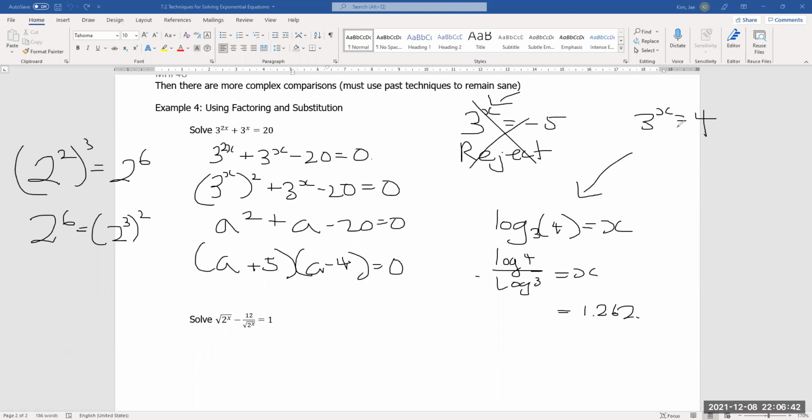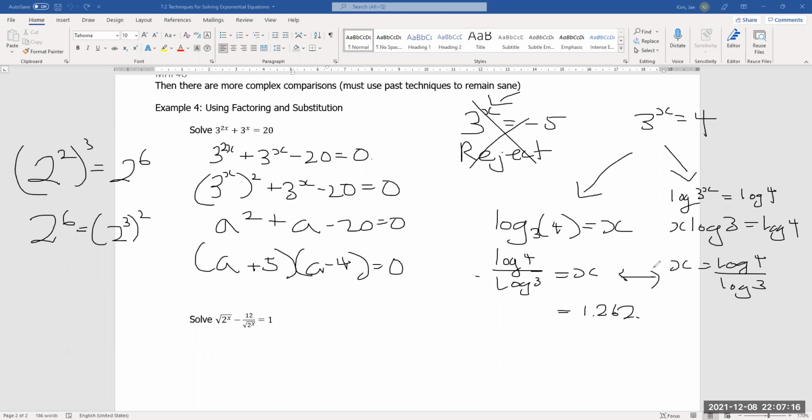Another way you can do this is just go ahead and log both sides like before. If I log both sides like before, this is log of 3^x equals log of 4. And by power law, the x can drop down, which is x log 3 equals log 4. And if I isolate for x, I get log 4 over log 3, which happens to be exactly like the other way. So you can do whatever method you want, whatever works. You will still get the final answer.